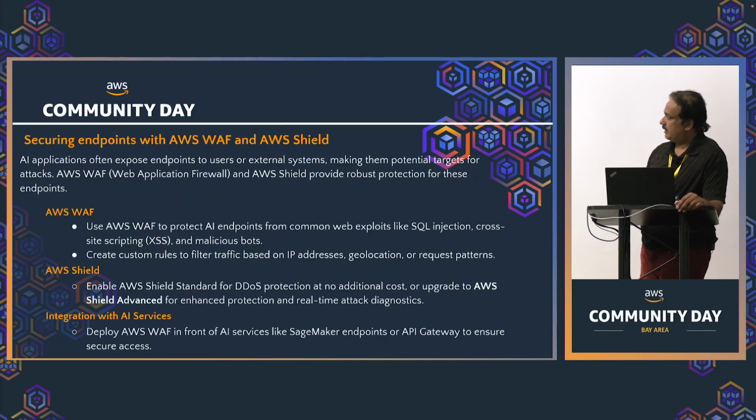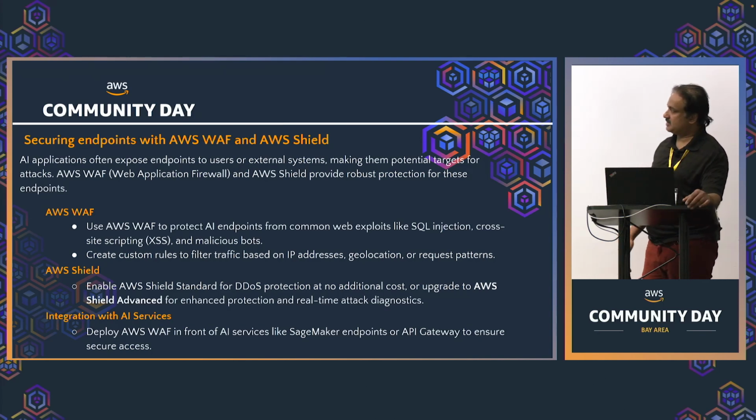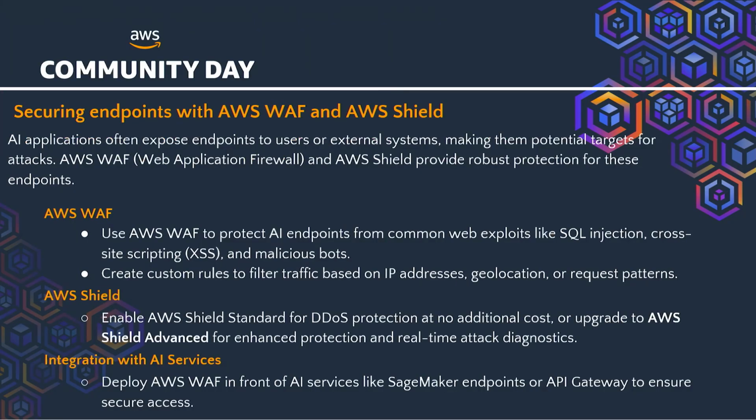Network security for AI applications. Securing endpoints with AWS WAF and Shield. You can use these two services to protect against attacks. Basically, WAF acts as a web application firewall. It protects against DDoS attacks and other things. And again, make sure you deploy AWS WAF in front of services like SageMaker endpoints or API Gateway.